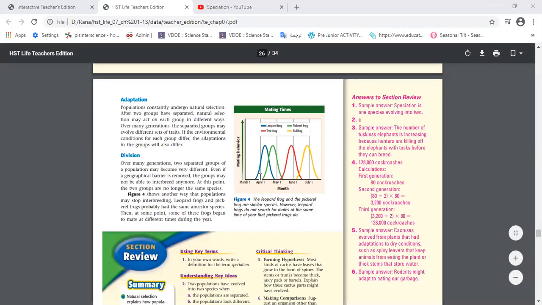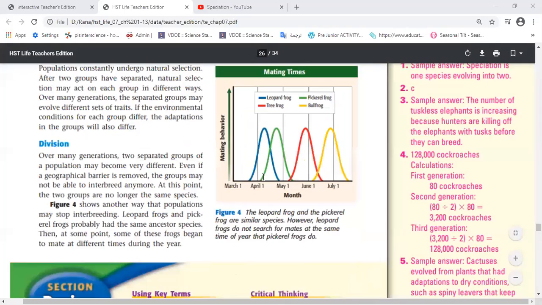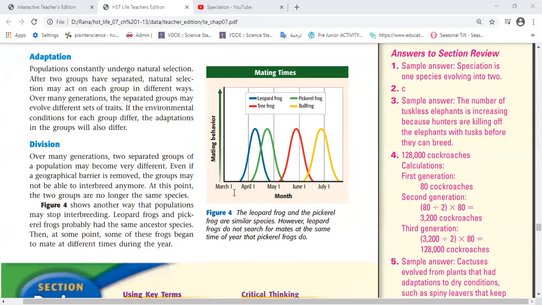Look, for example, with me at this graph. I'm going to maximize it a little here. So look at this graph, guys. Actually, this graph represents different types of frogs: leopard frog, pickerel frog, tree frog, and bullfrog. All of these frogs are descended from the same ancestor frog.